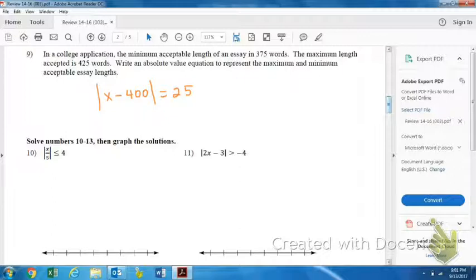The absolute value is by itself. This one's an inequality, but nevertheless, when the absolute value is by itself, you can write it twice. And we're going to write it positive first. And then we're going to write it negative.